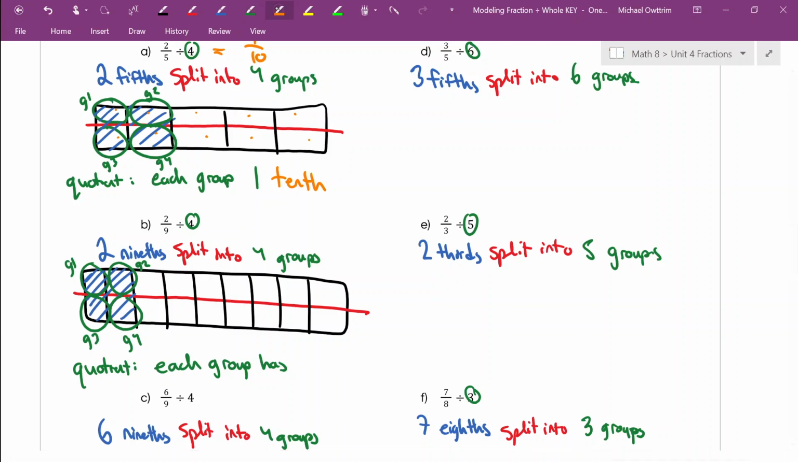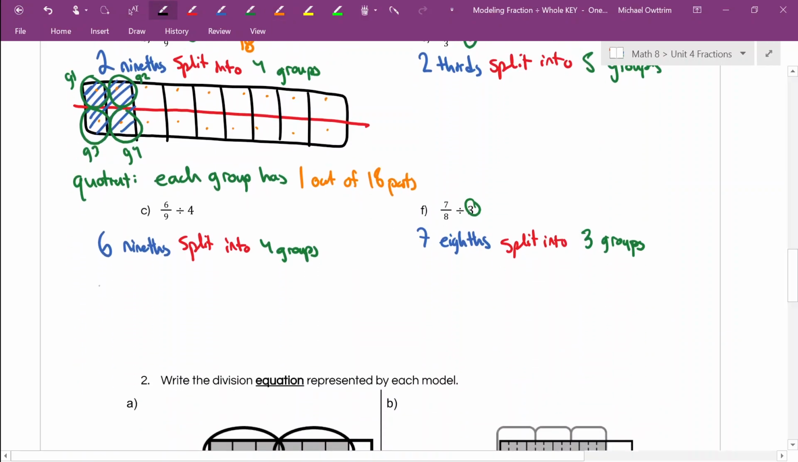And in each group we have one part, and those parts are out of 1, 2, 3, 4, 5, 6, 7, 8, 9, 10, 11, 12, 13, 14, 15, 16, 17, 18 total parts. And so we'll say our solution here is 1/18.